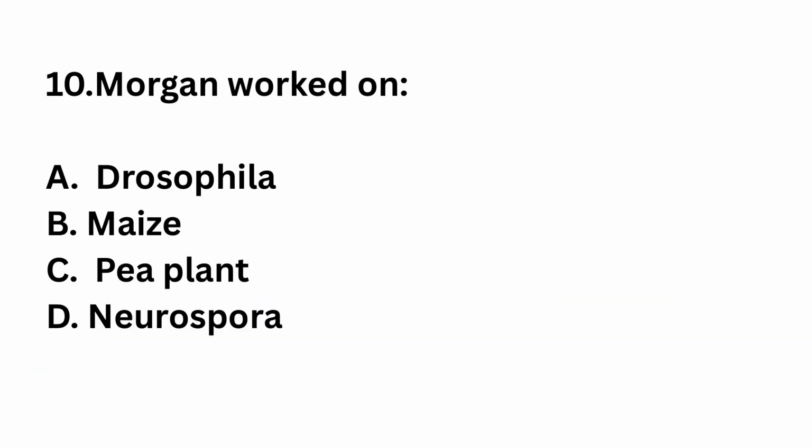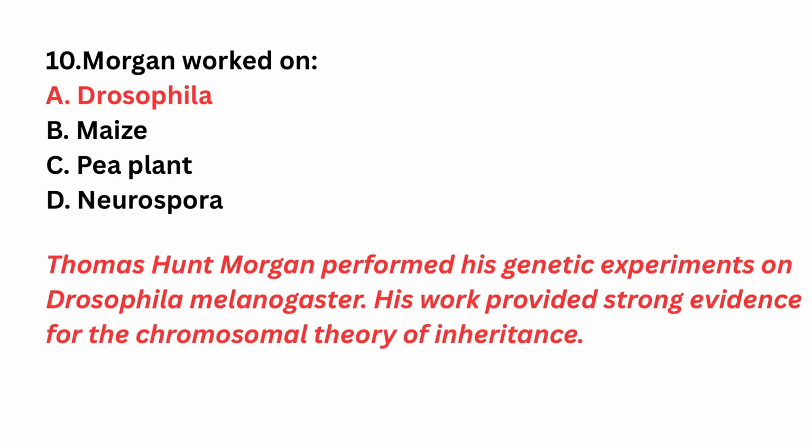Question number 10. Morgan worked on Drosophila, maize, pea plant, Neurospora. The right answer is option A, Drosophila. Thomas Hunt Morgan performed his genetic experiments on Drosophila melanogaster. His work provided strong evidence for chromosomal theory of inheritance.